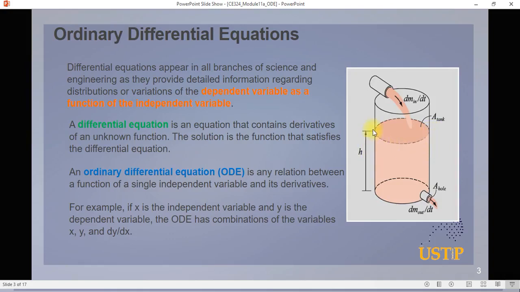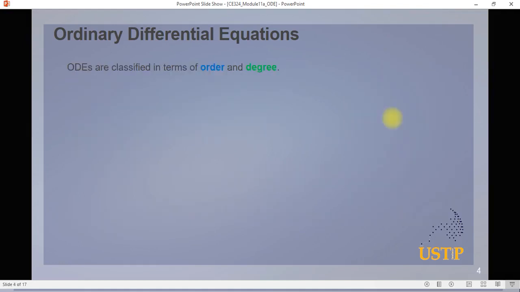So we have this h, and then we have this A, or area of the tank. Then we have this area of the hole, which is the area component of the derivatives. So we have this dm over dt, which is referring to the mass flow equation, the mass flow value, or the discharge quantity in terms of mass.